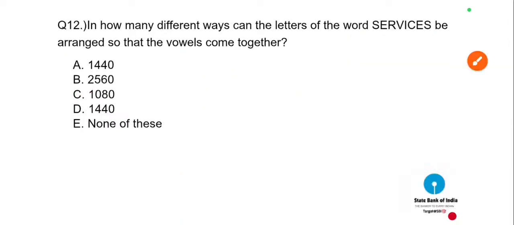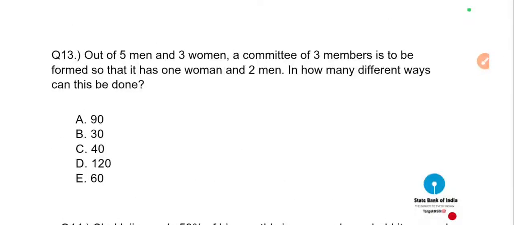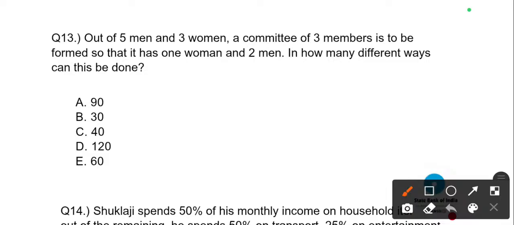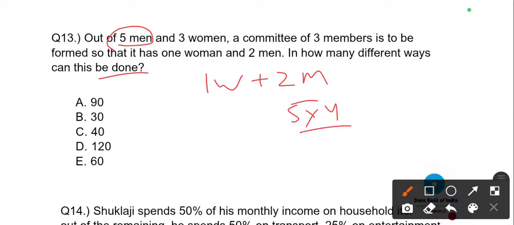Now we are moving to the next question. Out of 5 men and 3 women, a committee of 3 members is to be formed so that it has 1 woman and 2 men. In how many different ways can this be done? So totally 5 men, from 5 we need to select 2. So 5 times 4 divided by 2 times 1.